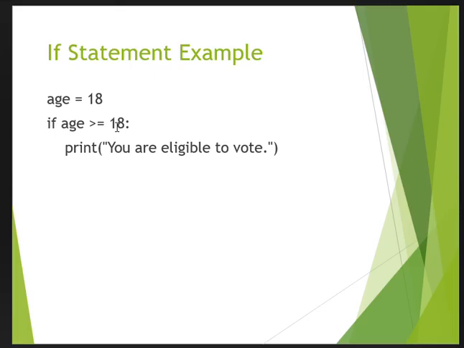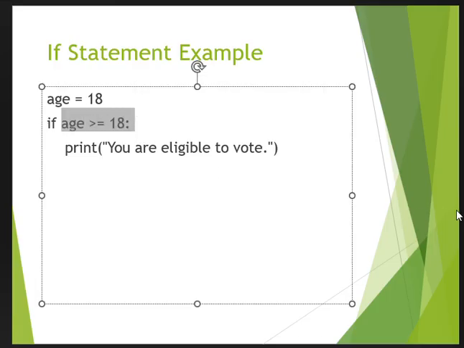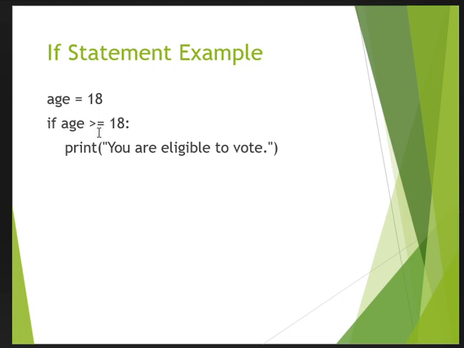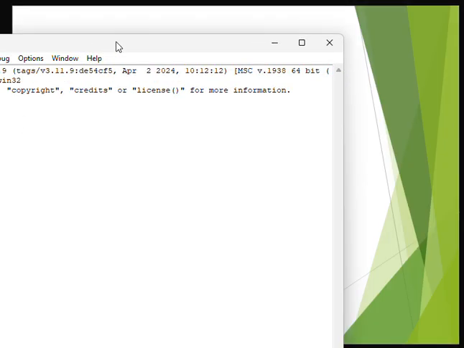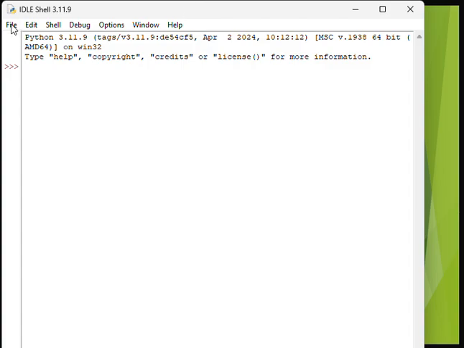So age equals 18, if age is greater than or equal to 18. In this case, we have already taken age 18, but you can even take age at the time of execution also. If this condition is true, then only it is going to execute the print statement. And in the print statement, it's mentioned that you are eligible to vote. Let me show you on IDLE also.